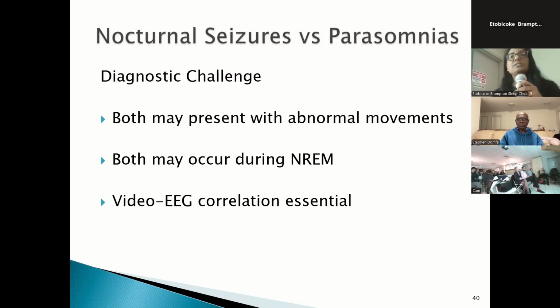Nocturnal seizures versus parasomnias: diagnostic challenges. Both may present with abnormal movements. Both may occur during non-REM sleep. Video correlation with the sleep study is essential.